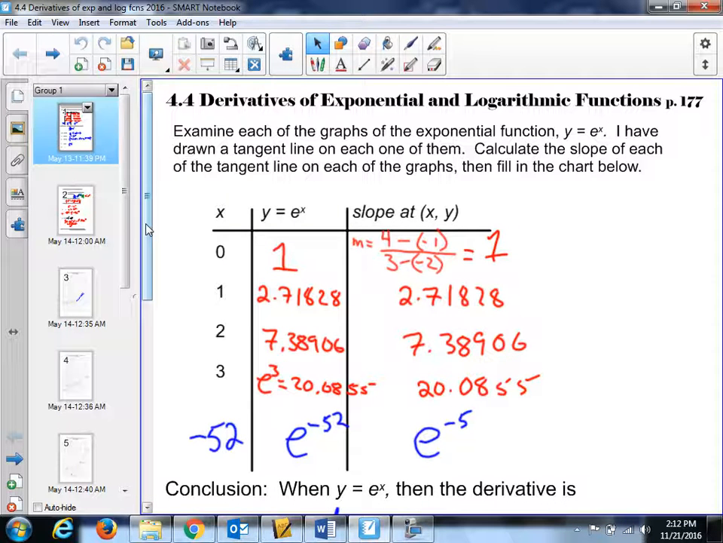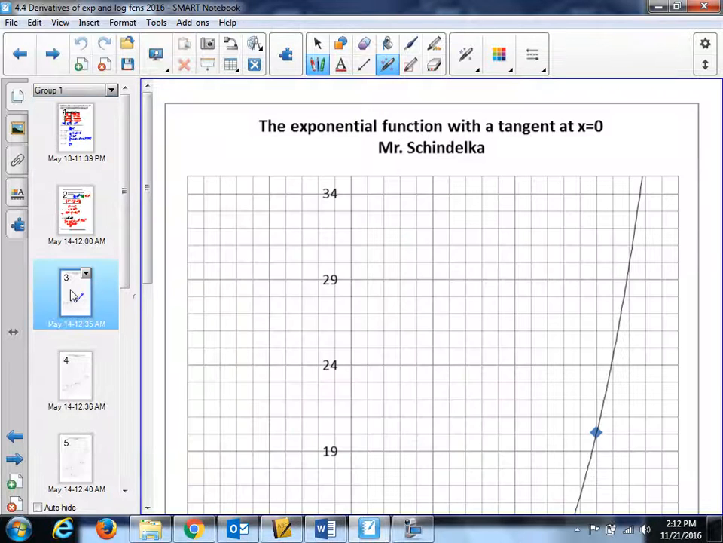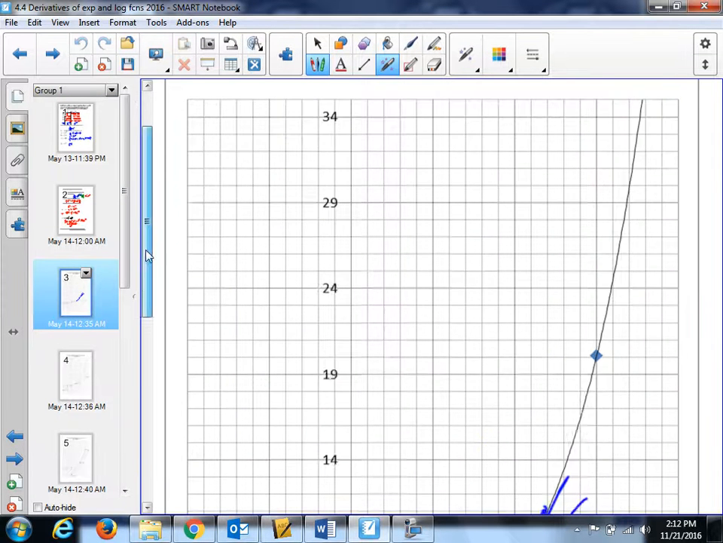Derivatives of exponential and logarithmic functions. You guys okay? The other day, we were taking a look, and we looked at graphs of the exponential function.